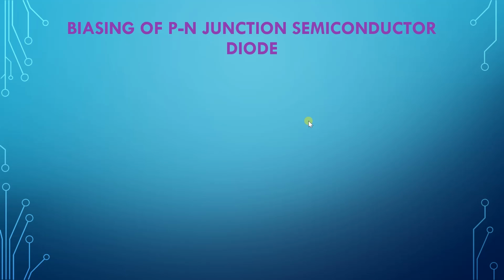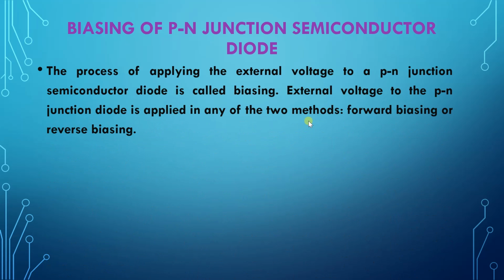Now, biasing of PN junction diode semiconductor diodes. What do you mean by the biasing? When we are connecting a battery to the P and N junction, that is called biasing. The process of applying the external voltage to a PN junction semiconductor is called biasing. The external voltage to the PN junction diode is applied in any of the two methods, the forward biasing and the reverse biasing.